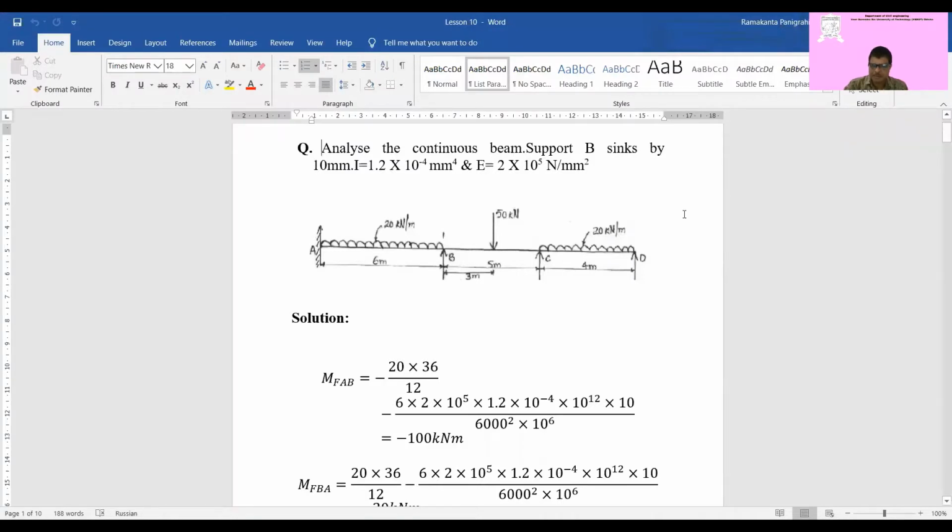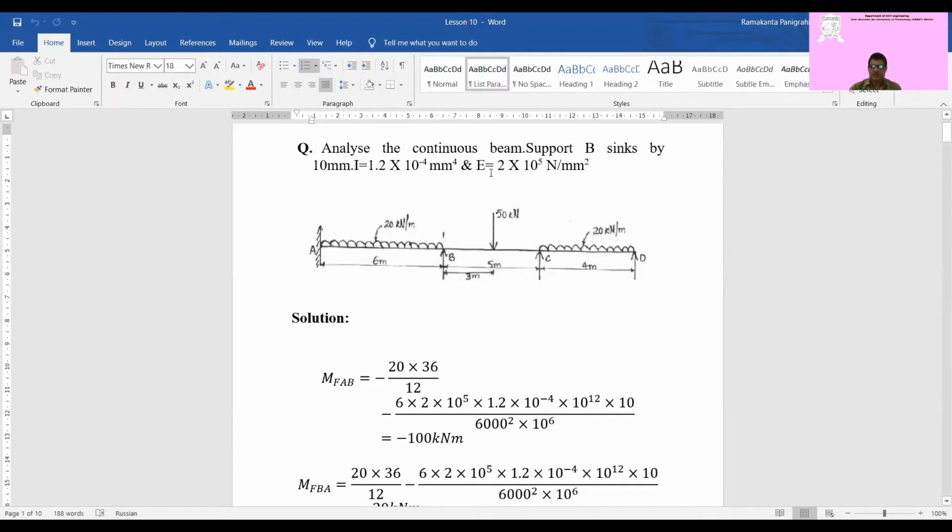Students, in today's class we discuss some problems on the Kani's method for continuous beams. We have already discussed many problems, so let us see this straightforward problem with support sinking, and how to use Kani's method.